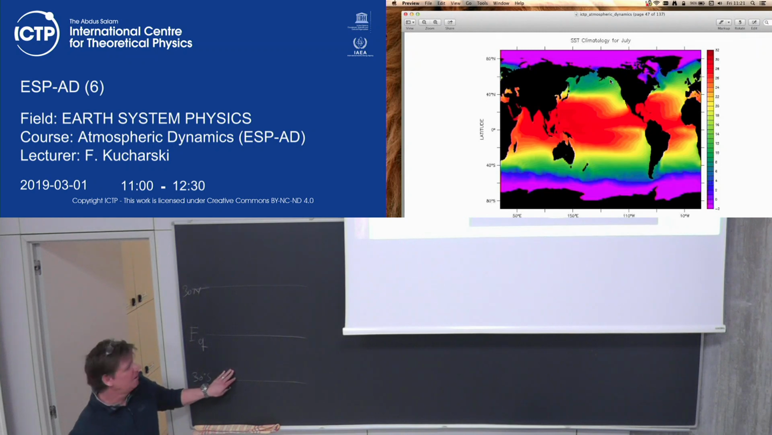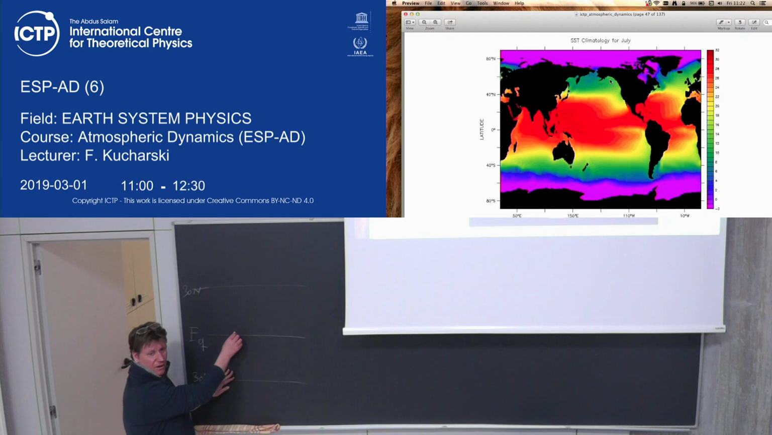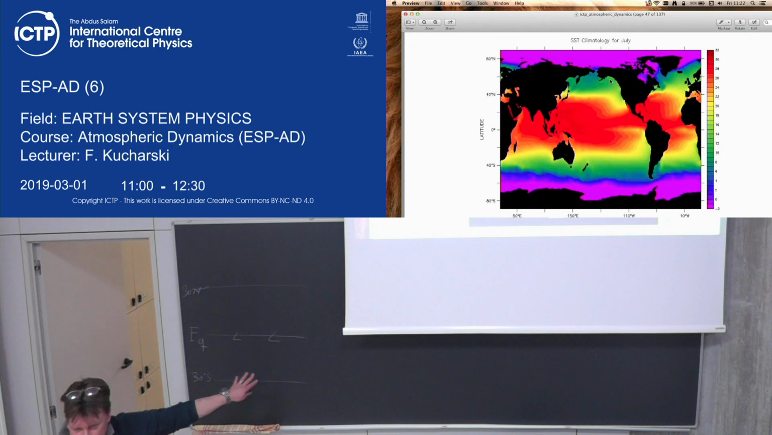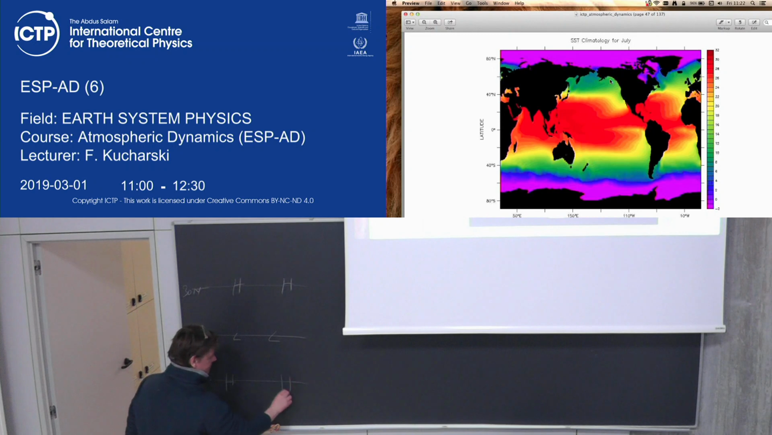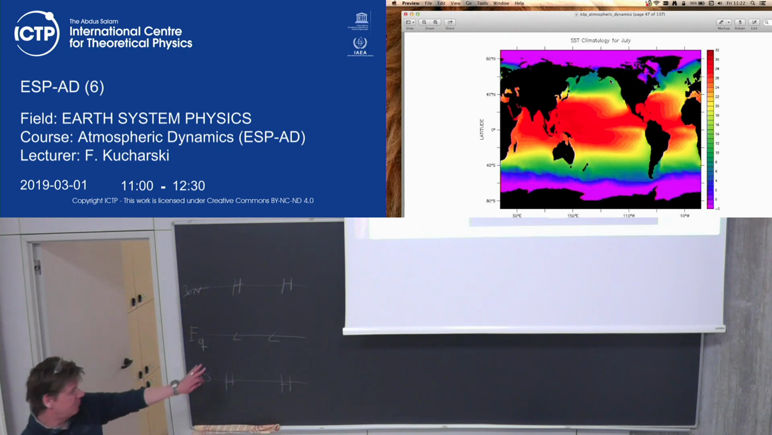Equator. High pressure. At the equator, we have lower, at the surface, low or high pressure? Low. The intertropical convergence zone is close there. The warmest region. And here we have the subtropical high pressure systems. On average. And there's variations from this. But on average, that's the case.